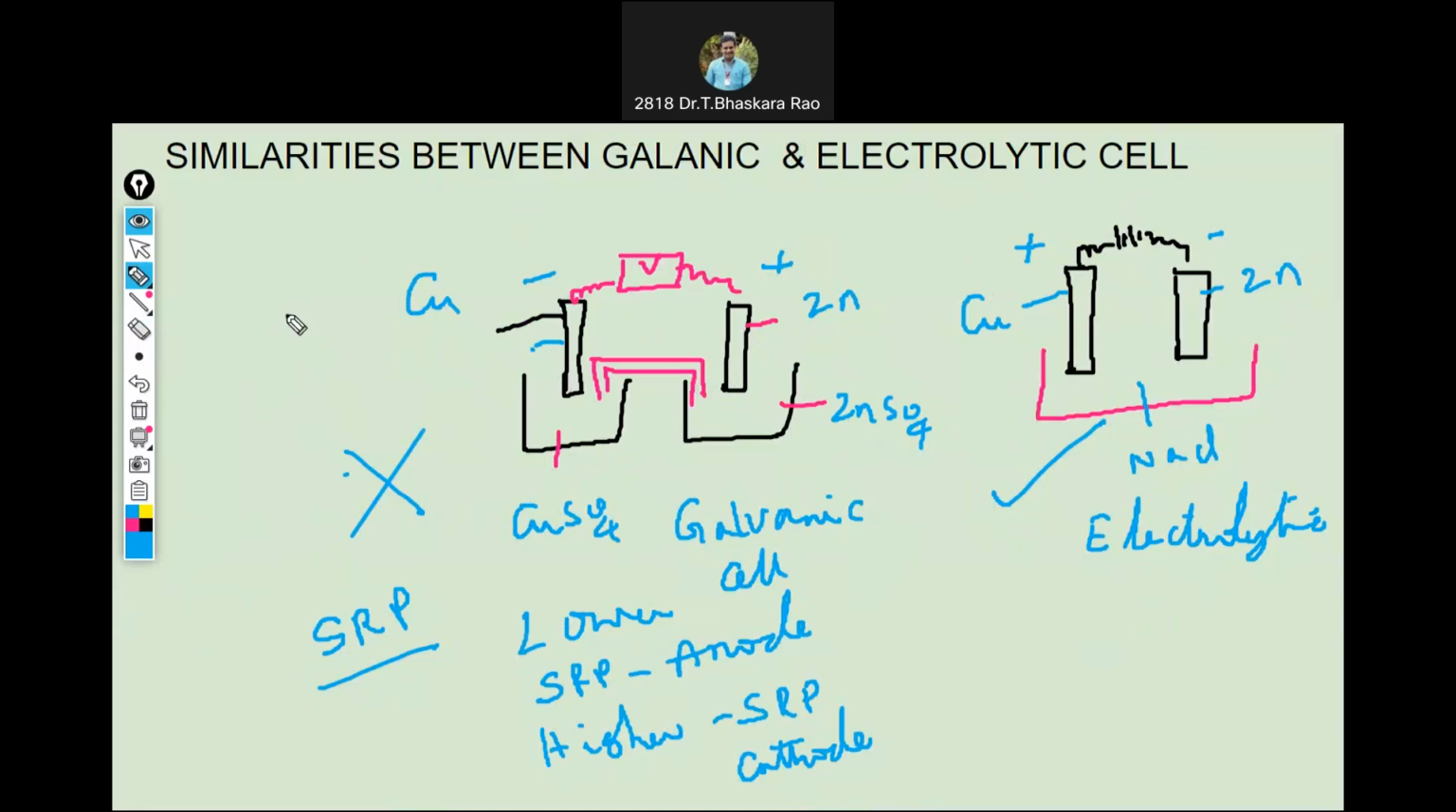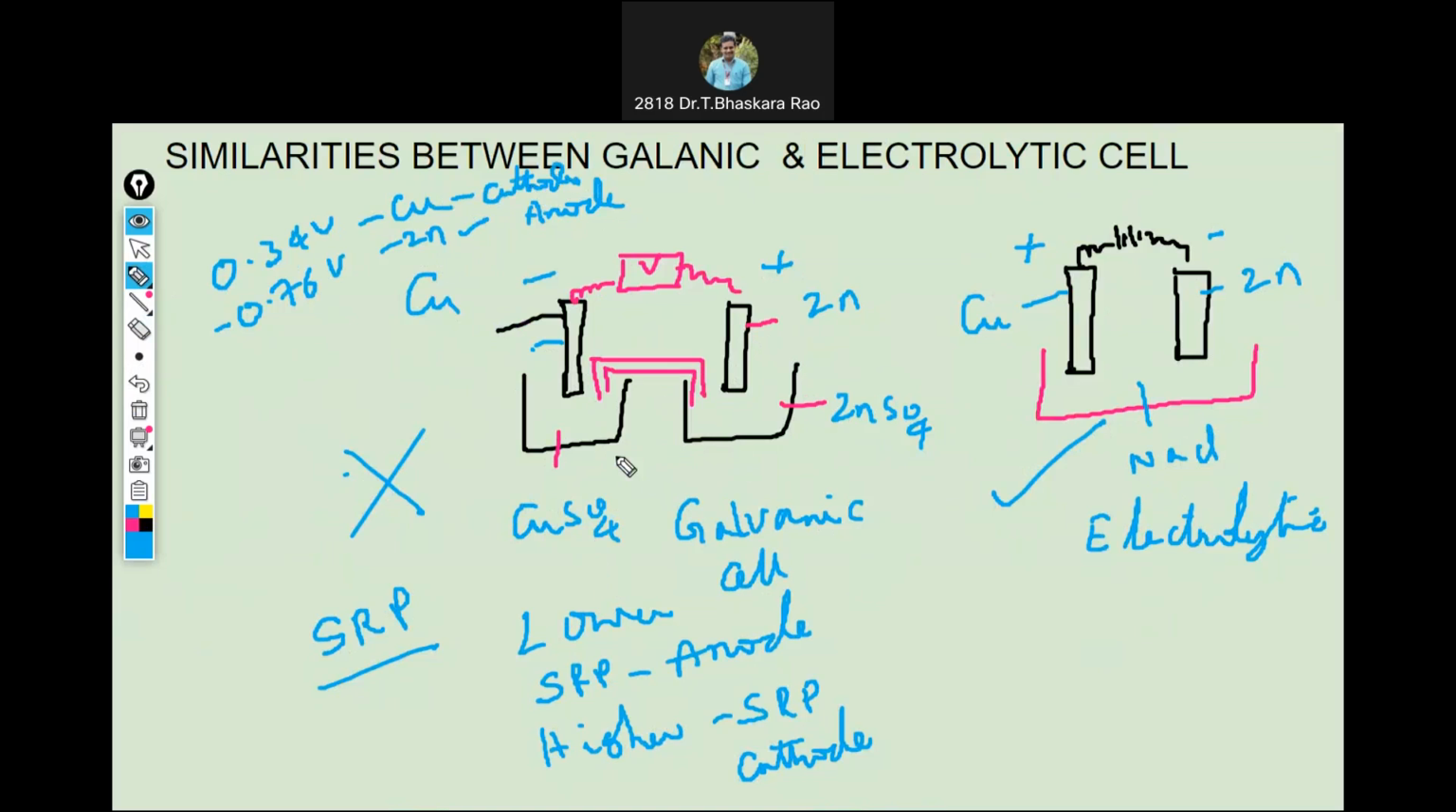The SRP value of copper is 0.34 volts, and for zinc it is minus 0.76 volts. Which is the lower value? Zinc is the lower value, so that is the anode only. Always, zinc should be the anode and copper should be the cathode if you want to take a galvanic cell.